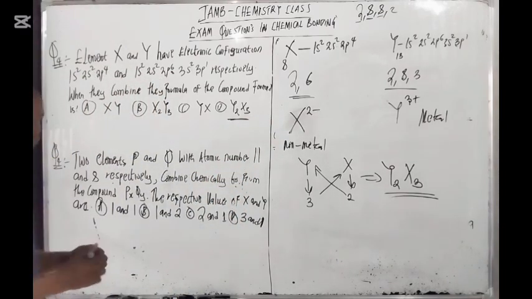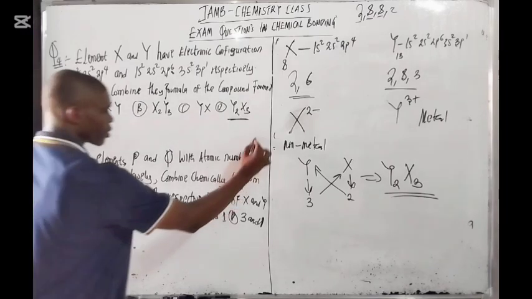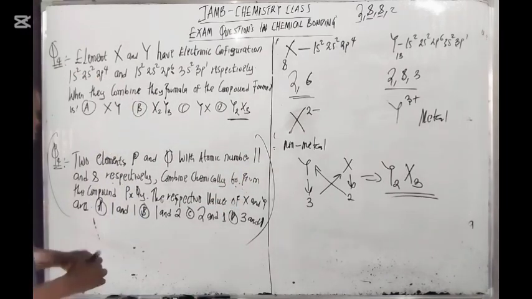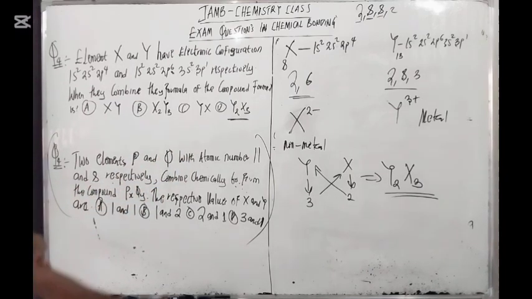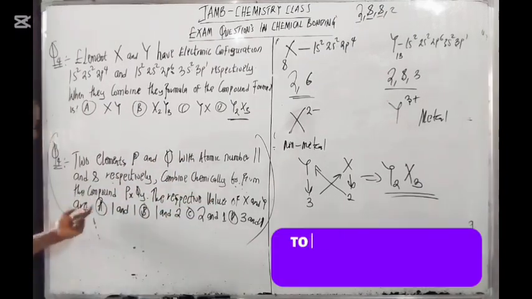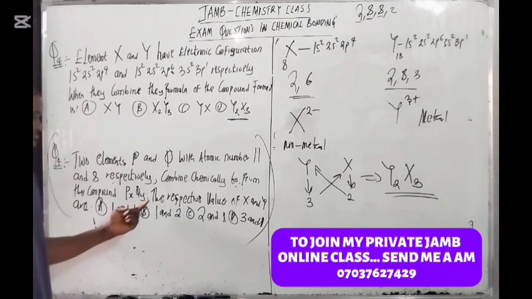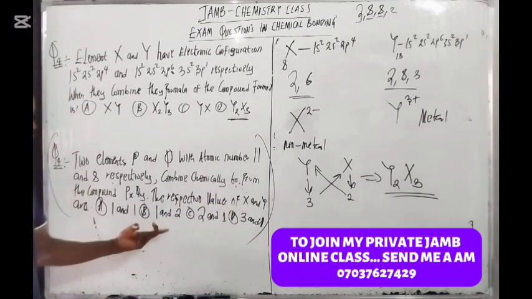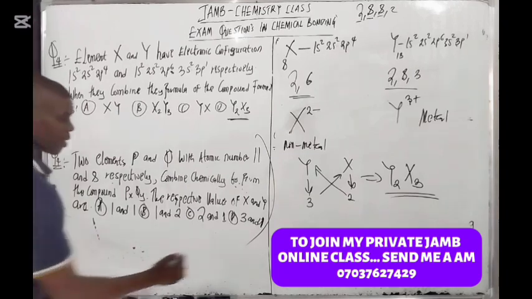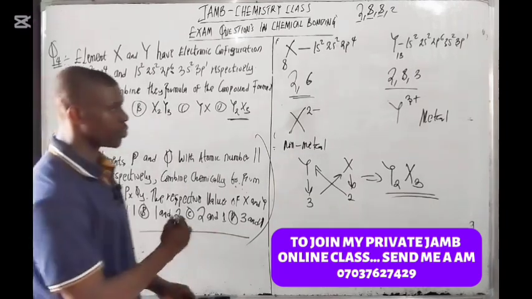So with this, I believe you should be able to do number 4 for me. So go ahead and try number 4. These are the 2 elements P and Q with atomic numbers 11 and 8 respectively. They combine chemically to form compounds PX and PY. The respective values of X and Y are? You go ahead and do this one for me. I think I've done something like it before.